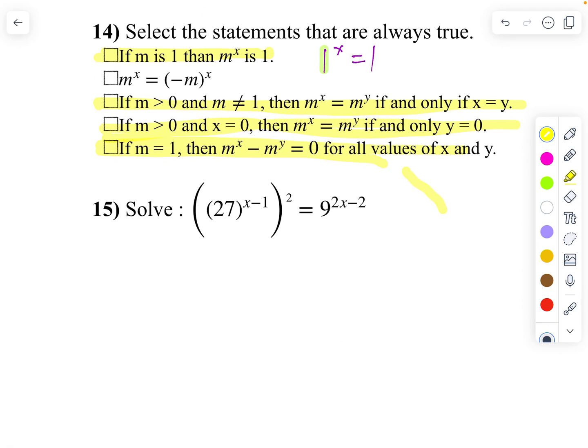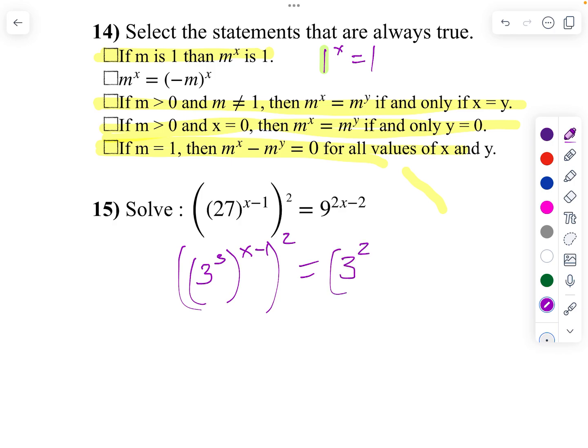Okay, 15. Once again, I got to get the same base to do this. And I can't think of a number that I can take 9 by that will give me 27. So I think less than 9. Oh, 3. So if I write 27, that's 3 to the third power. I'm going to raise that to the x minus 1 power. I'm going to raise that to the squared power. And then 9 is 3 to the second. I'm going to raise that to the 2x minus 2 power.